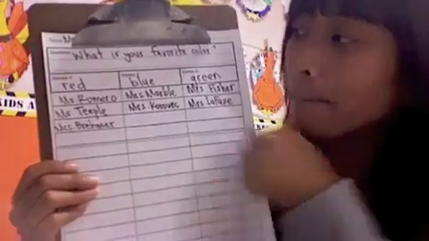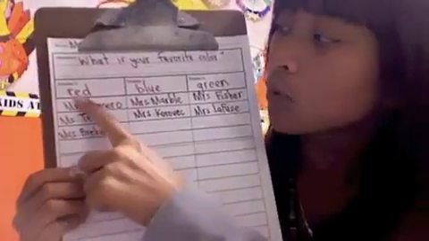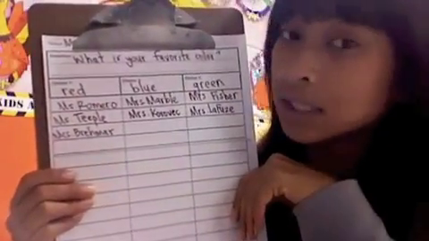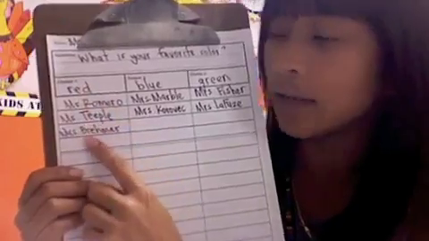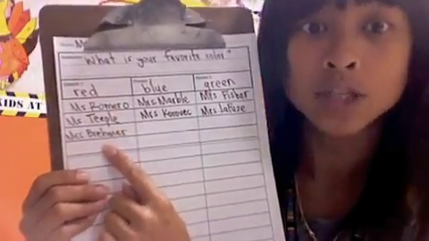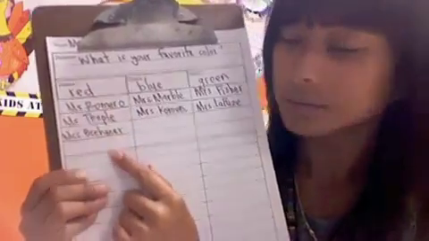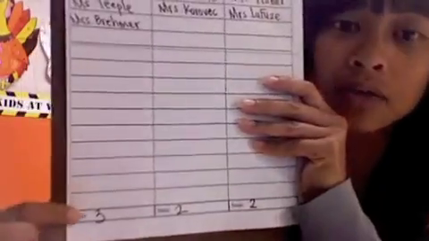So I asked Miss Romero, Miss Romero, what is your favorite color? And Miss Romero said, red. So then I asked Miss Teeple. Miss Teeple also said red, and you can see the other teacher, Mrs. Brummer, said her favorite color was red. So now I know that 3 teachers like the color red. At the bottom, I can write the total.